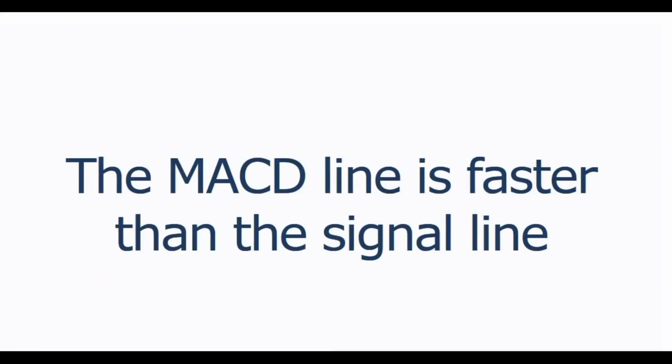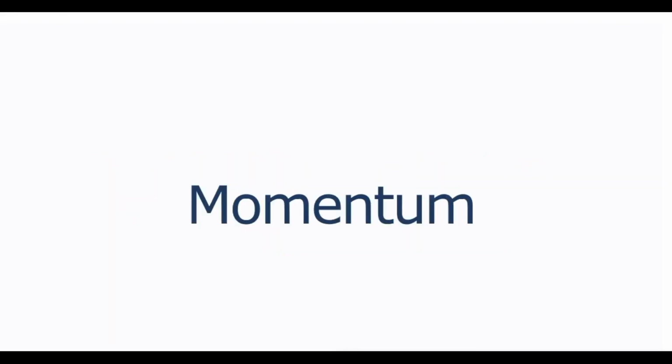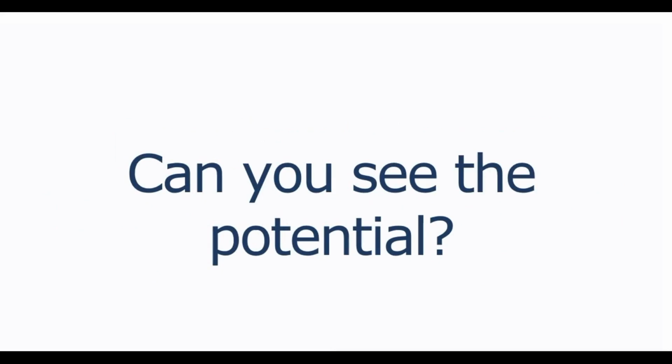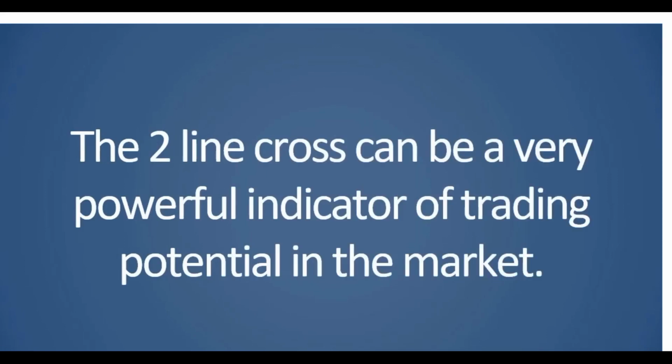The MACD line is faster than the signal line, and it's the result of the difference between the fast and the slow moving average. Many traders will use the line as a proxy for momentum, but to make it simpler, think of it as measuring the rate of change of price. The signal line in the MACD is slower due to its setting, and traders often use that as a trend determination tool, either using multiple time frames or just one trading chart. And knowing that we measure trend and momentum, you may already see how we can use the MACD to actually trade when we use both the MACD line and the signal line to alert us to possible changes in the market. The two-line cross can be a powerful indicator of trading potential in the market.